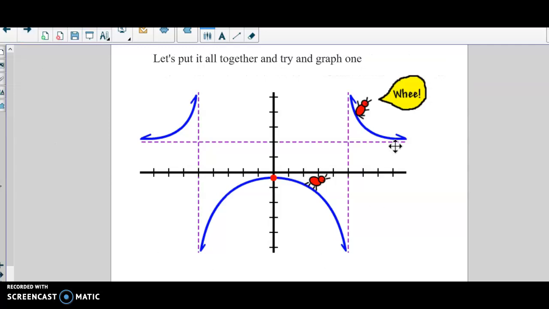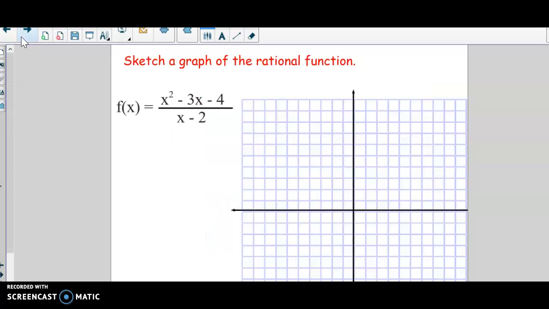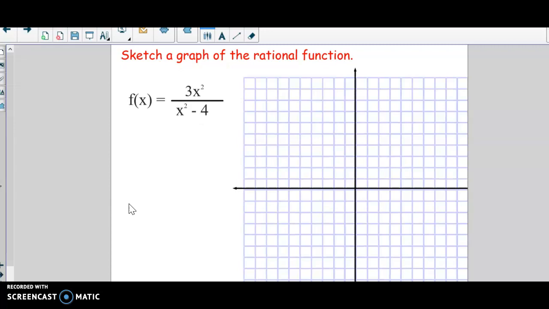They kind of look crazy, but here's one example of what one might look like at the end. We have a horizontal asymptote here, a couple of vertical ones, and then we sketch the graph in between. So you can see how much fun this is. This guy clearly is excited to be graphing one of these. So let's do one and see if we can put it all together. Here's our example if you want to copy it down.